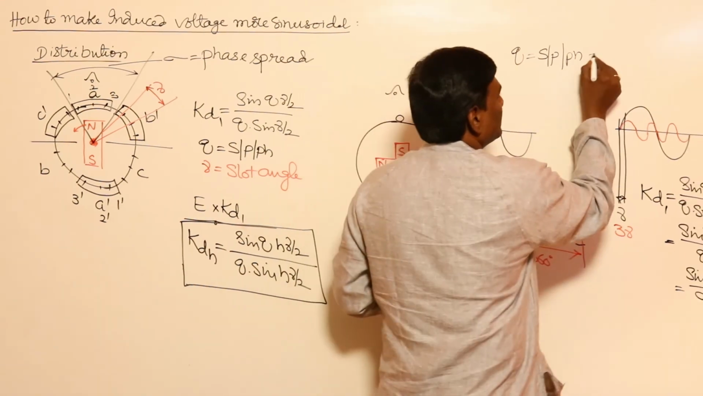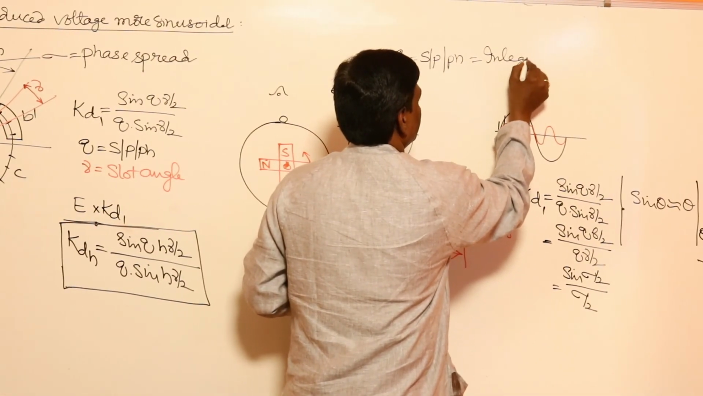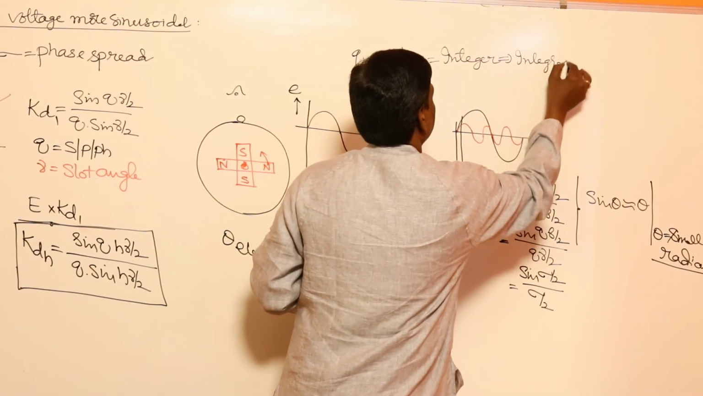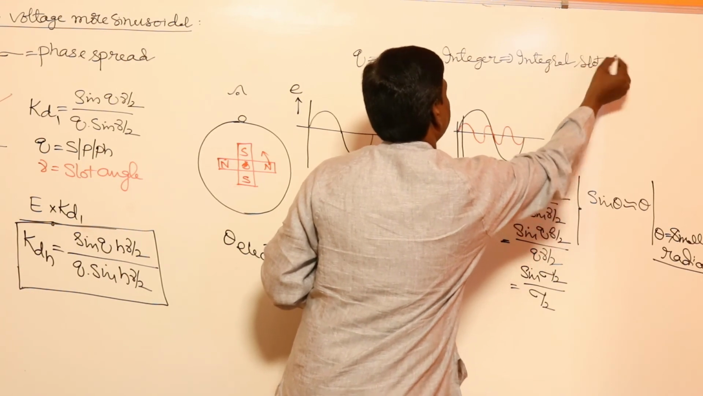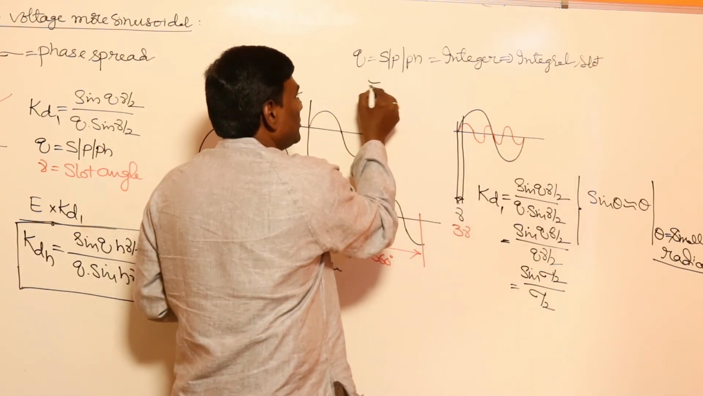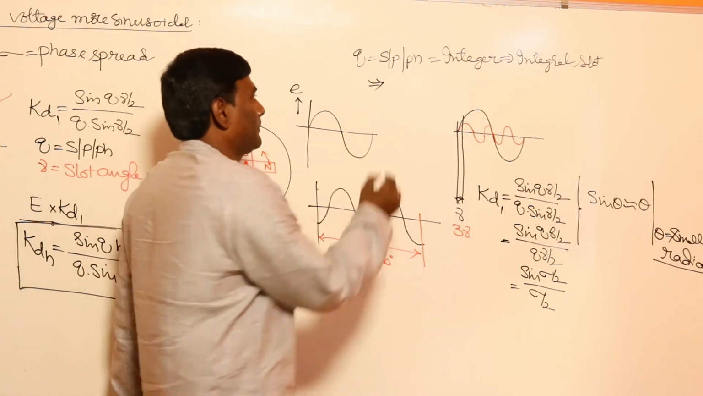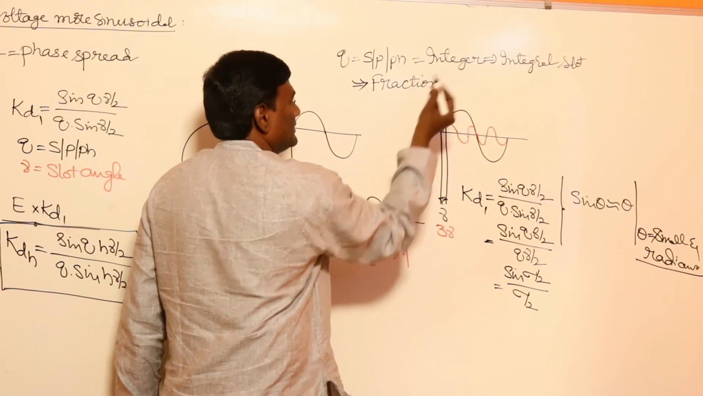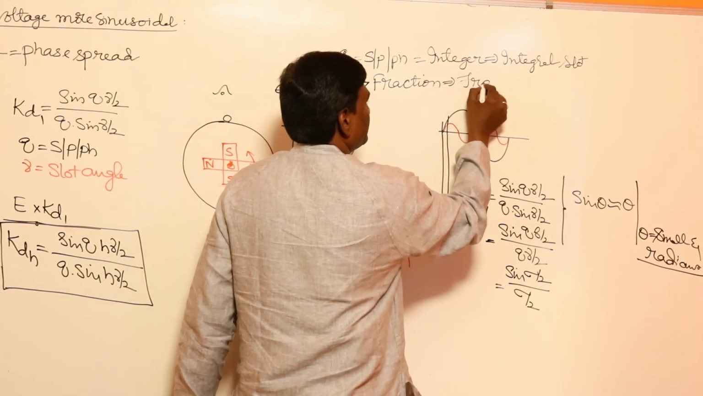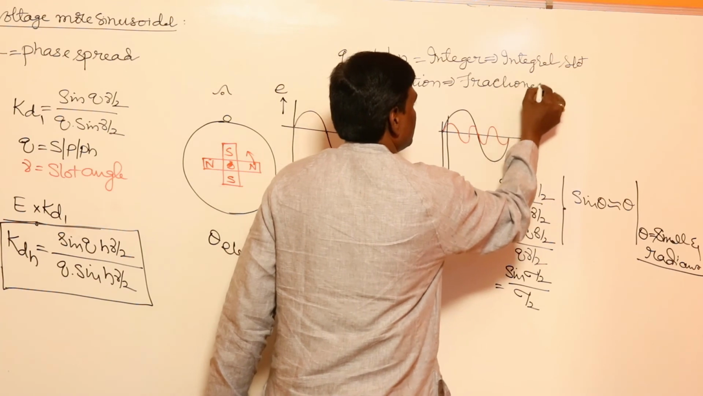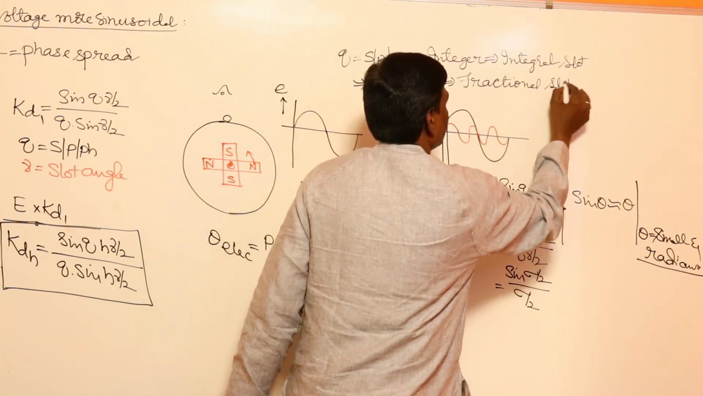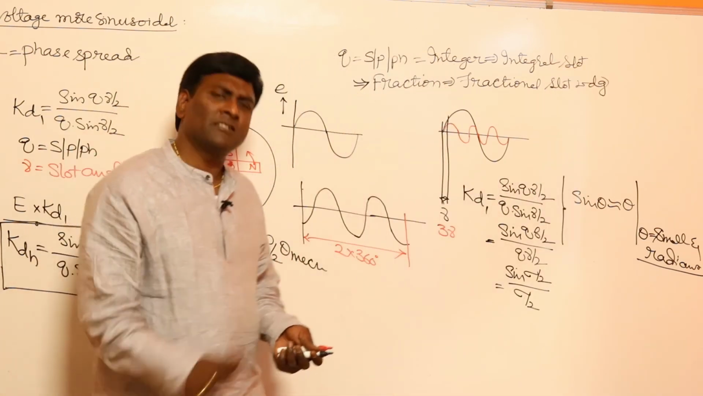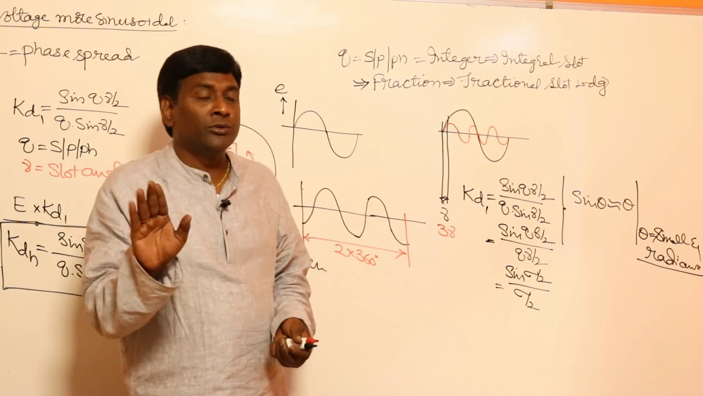So if it is an integer, it is integral slot winding. Now if it is a fraction, this is called fractional slot winding. Normally in practice we use fractional slot winding only, we never use integral slot winding.